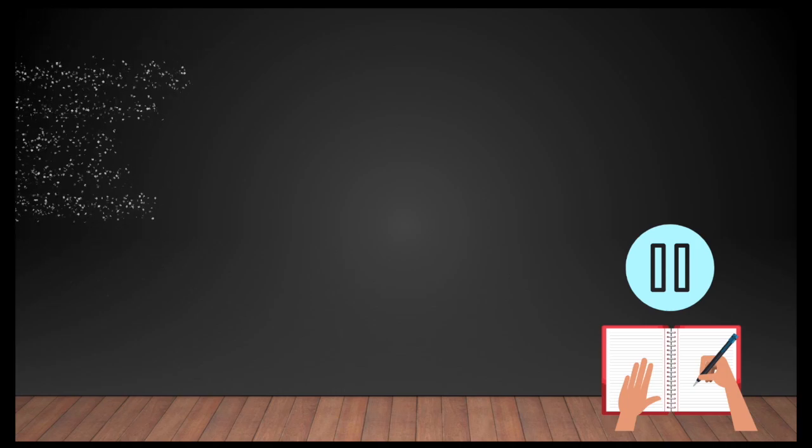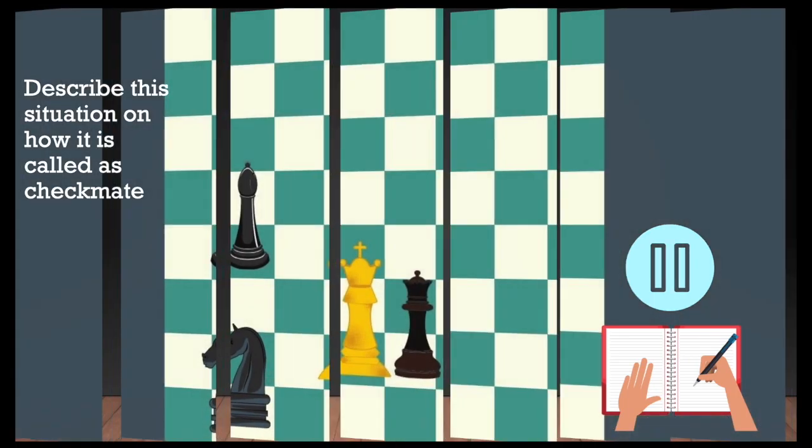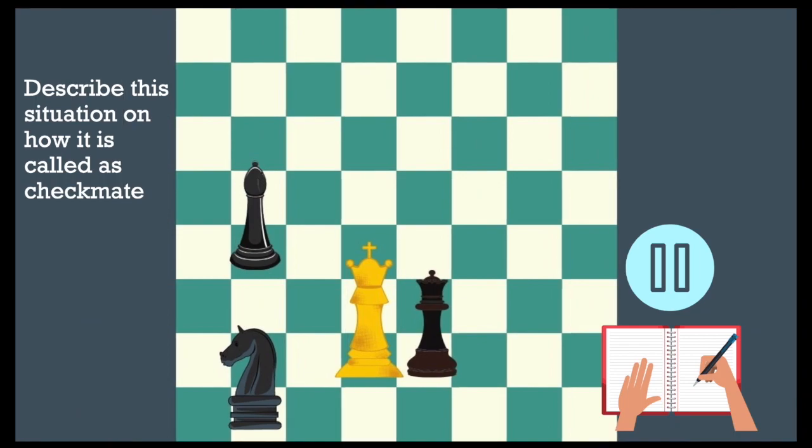Now, pause this video. Then write something or answer the question. Describe the situation and how it is called a checkmate. Analyze the pieces and the movement of the king. Analyze the situation and how it is called a checkmate. Look closely at the different chess pieces that surround the king. The movement.